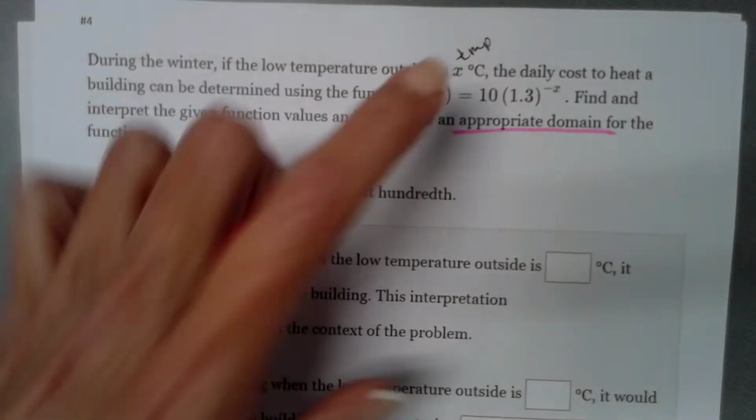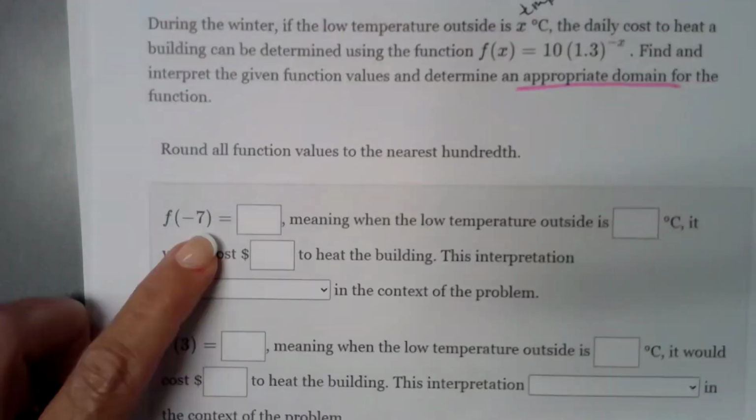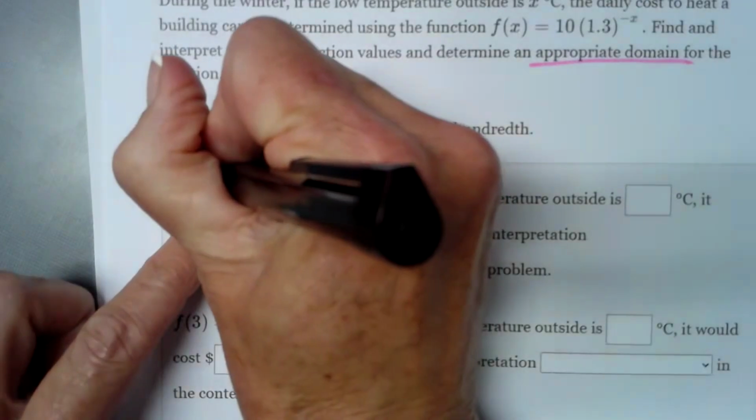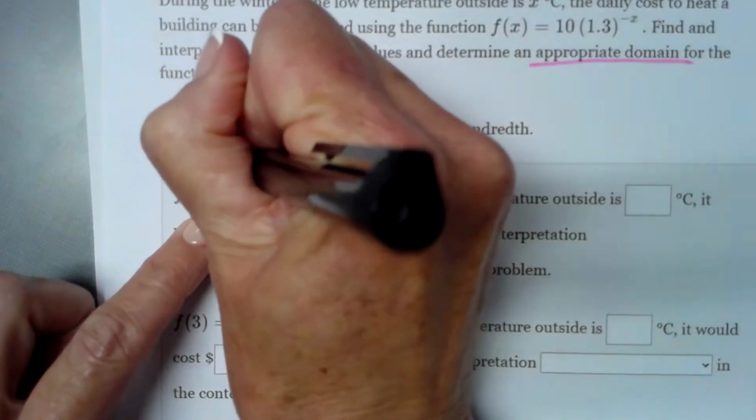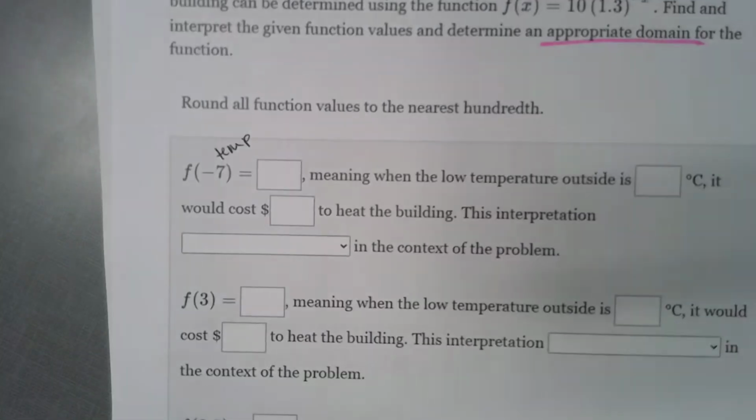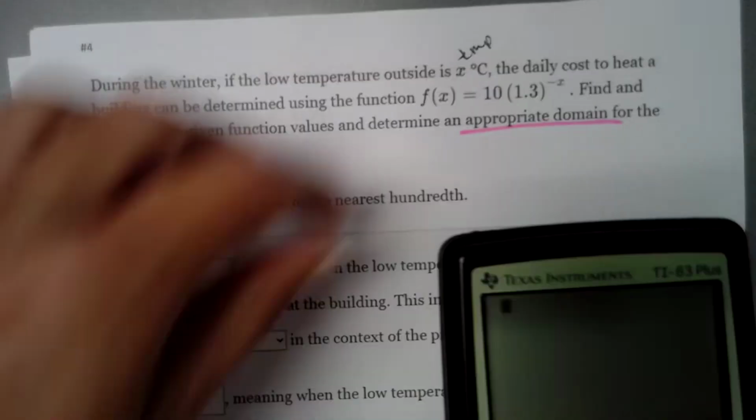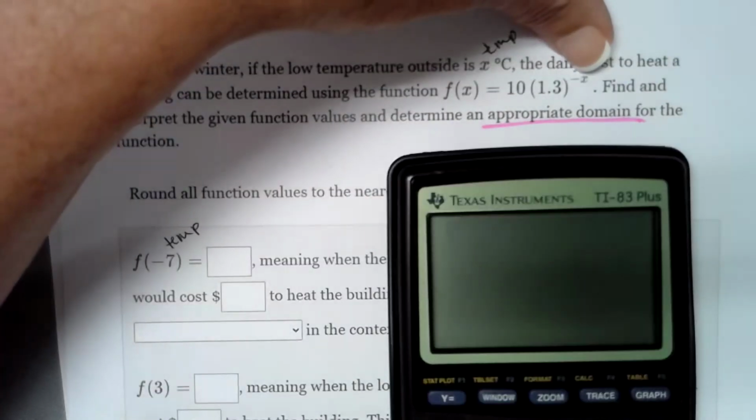Keep in mind, the X is temperature. Okay. So we've got -7 for the temperature. Okay. So we're going to pop that in our function. And again, keep in mind, that's an exponential there.